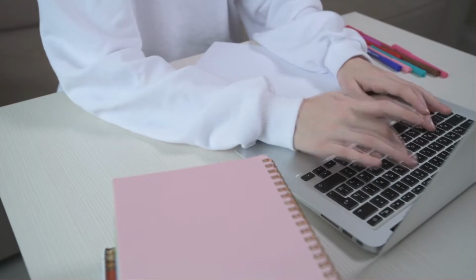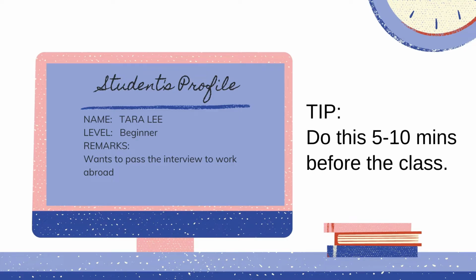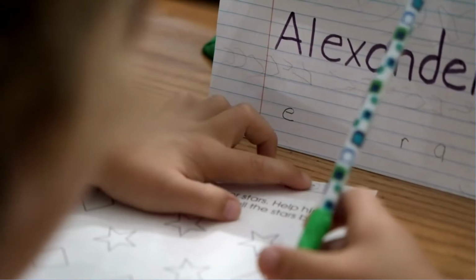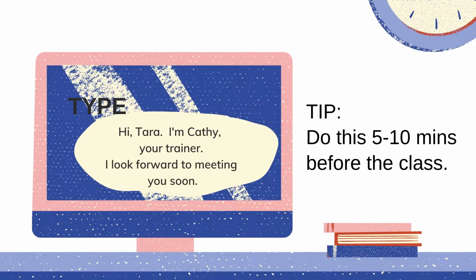Make sure that your materials are all prepared. Please read your students' profile so you would have an idea how to deal with them. Take note of their names and call them by their first name. Establish a rapport by sending a note on the Skype message box at least 5 minutes before the class. Make it personalized like, "Hi Tara, I'm Kathy, your trainer. I look forward to meeting you soon."